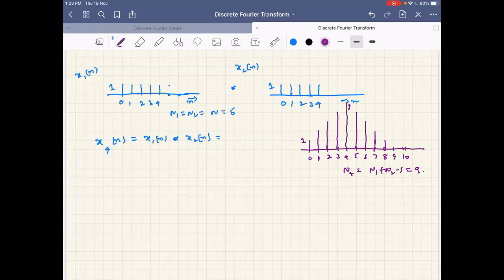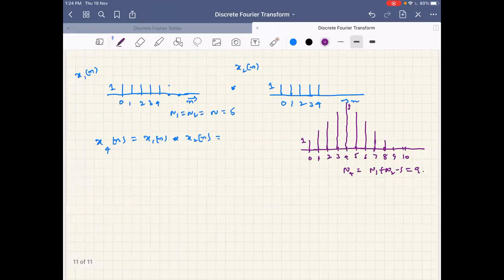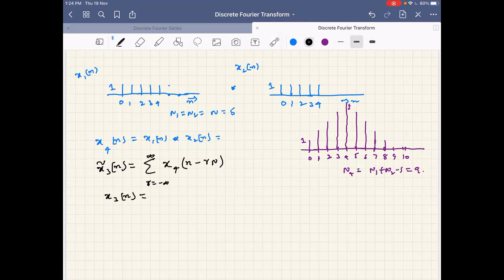What we want to see is how the circular convolution result looks. Without computing the circular convolution explicitly, let us use this expression to understand how the circular convolution result should look. That expression says x3 tilde of n is equal to the summation of periodic shifts of x4 at n plus rN, with r from minus infinity to infinity, and from that we take one period of it, that is x3 of n.